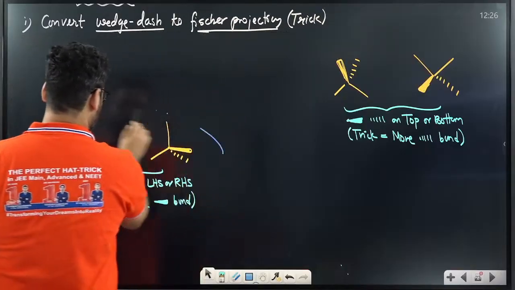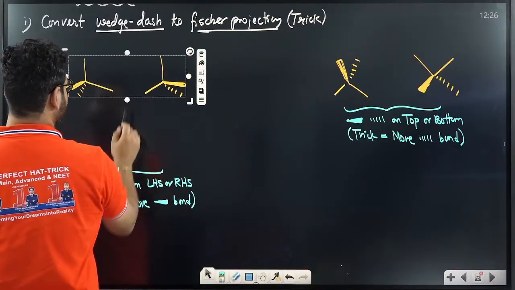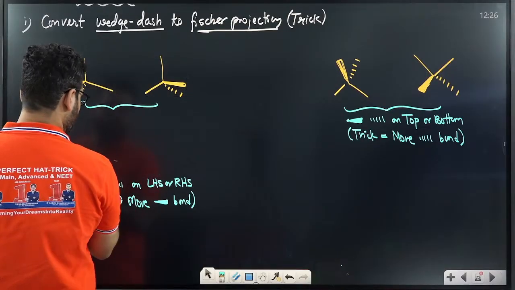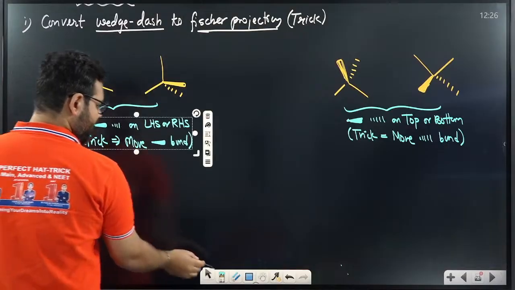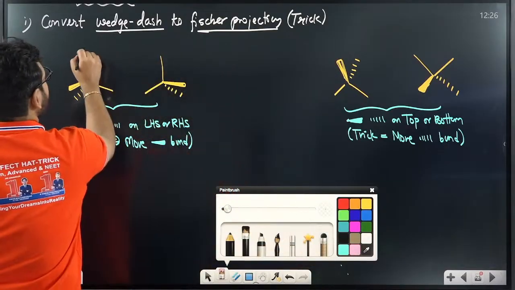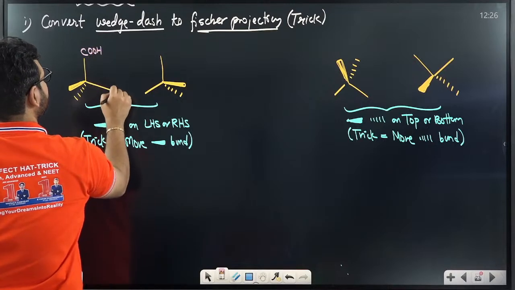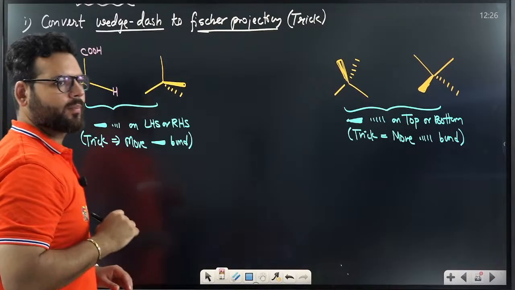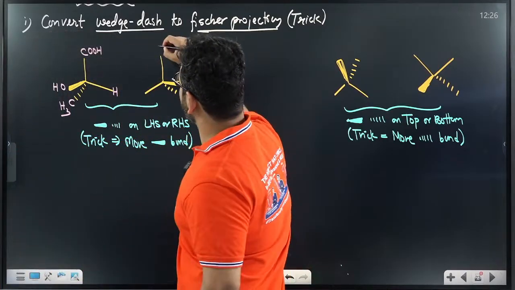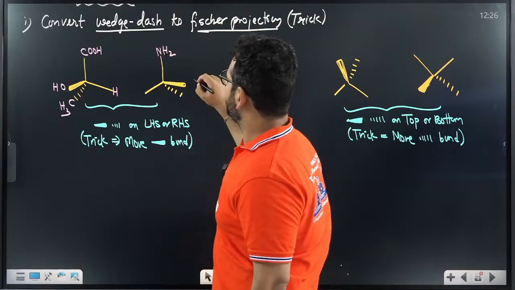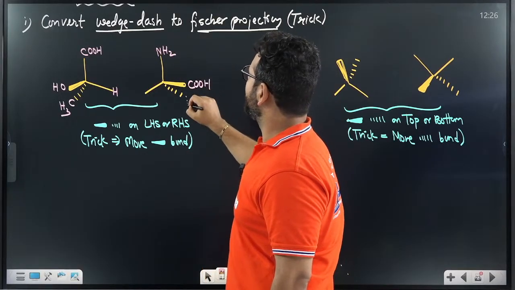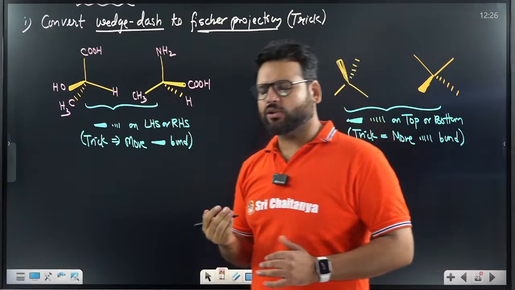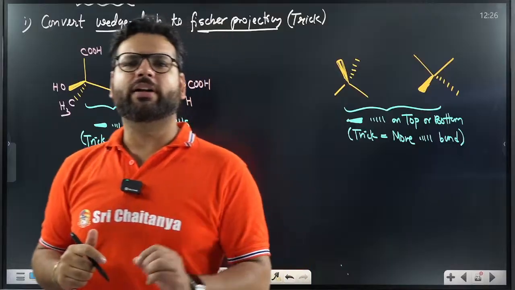See here. The first case is when wedge dash are given on the left or right. Let's say there are 4 groups present here: one is COH, one is hydrogen, one is OH, one is CH3. Here also 4 groups I'm mentioning: let's say NH2 here, COOH here, a hydrogen here, a methyl here. You want to check the R/S configuration. Step 1 says convert it to Fisher projection.